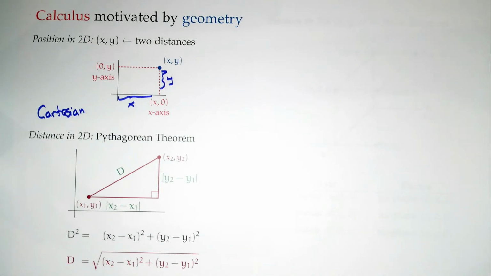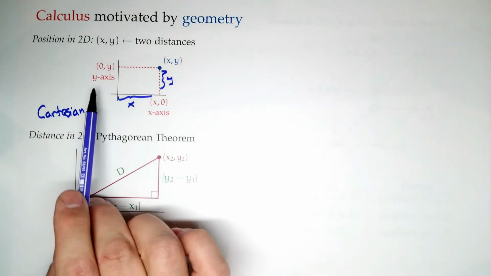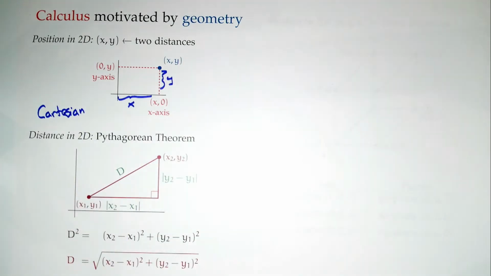So a couple of things to note. We have the x-axis and the y-axis. The x-axis is when I'm at a point of the form (x, 0). So in other words, it's the points that lie along the x-axis. The y-axis are points of the form (0, y).